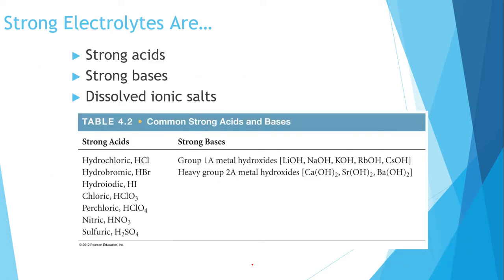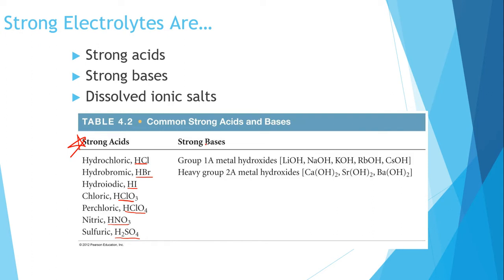Now, what exactly are strong acids? This is a table that is also taken out of the textbook that I teach you out of, and I would highly suggest you write down these strong acids. They are hydrochloric acid, hydrobromic acid, hydroiodic acid, chloric, perchloric, nitric, and sulfuric acid. These are our 7 strong acids.